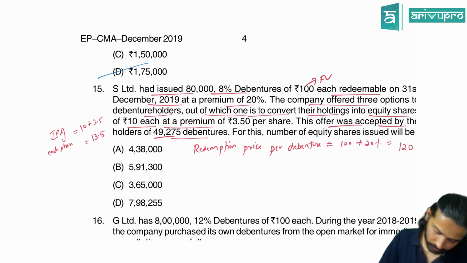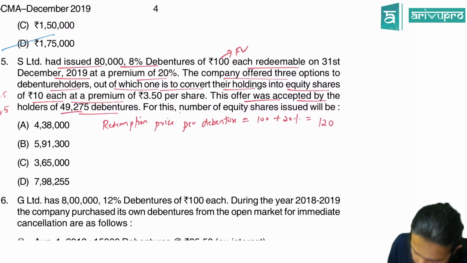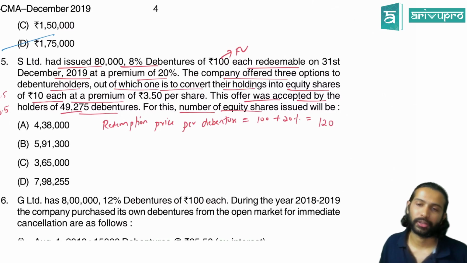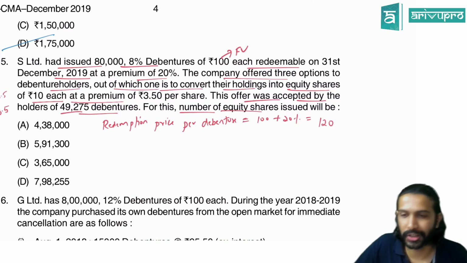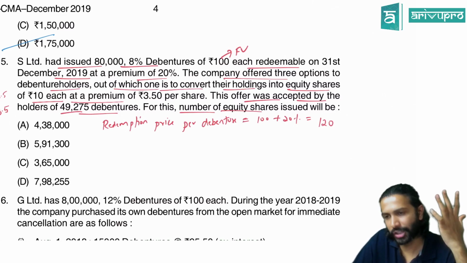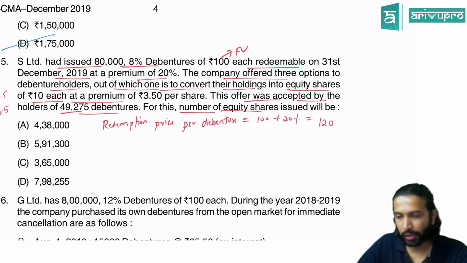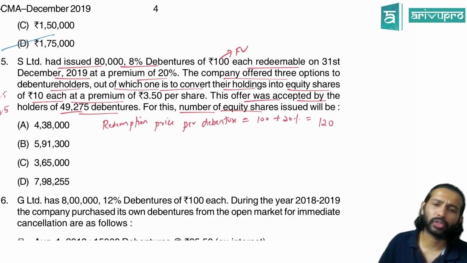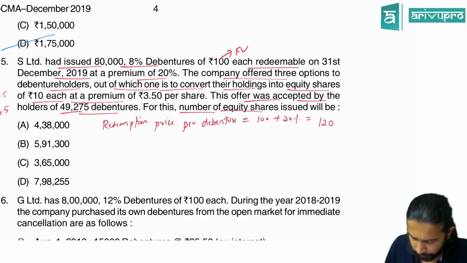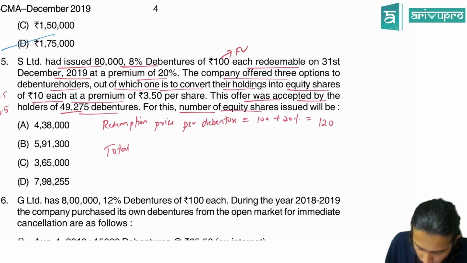49,275 debentures. You need to calculate the number of equity shares because you converted debentures into equity shares, right? So the company has to give equity shares to such debenture holders. How many equity shares will be given for the purpose of conversion? That is what they are asking.